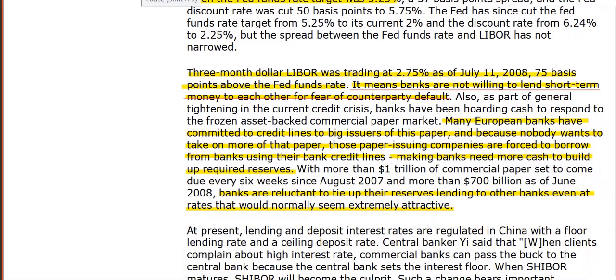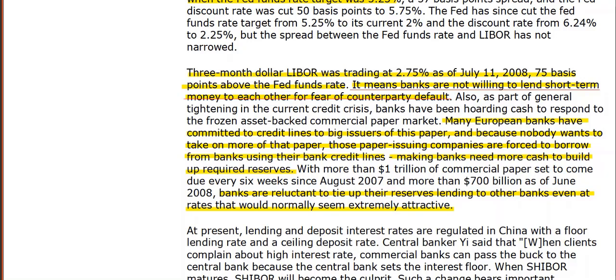The 3-month Libor was trading at 2.75% as of July 11, 2008, 75 basis points above the Fed rate. In other words, they don't trust the banks, so banks have to pay a premium for overnight lending. It means banks are not willing to lend short-term money to each other for fear of counterparty default, which happened with Bears and Lehman. Also, as part of the general tightening as the current credit crisis, banks have been hoarding cash to respond to the frozen asset-backed commercial paper market.